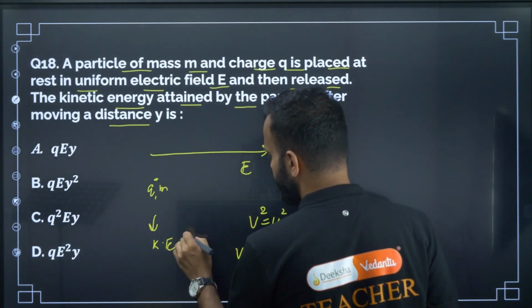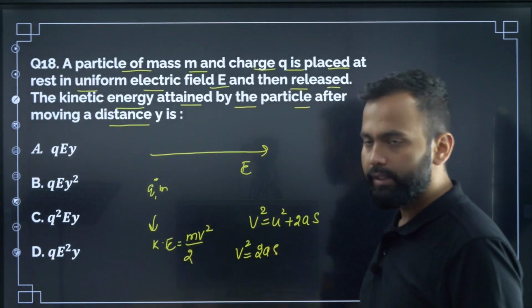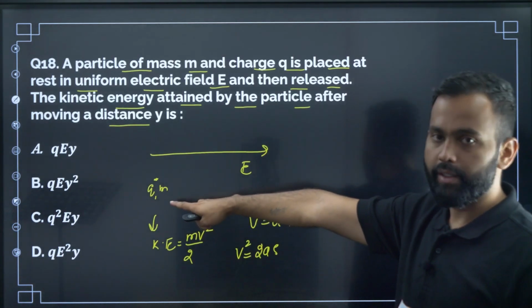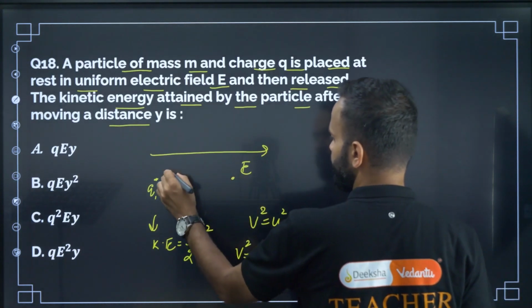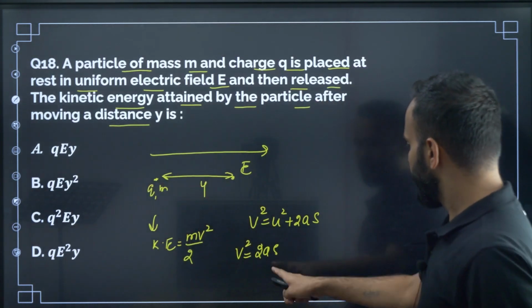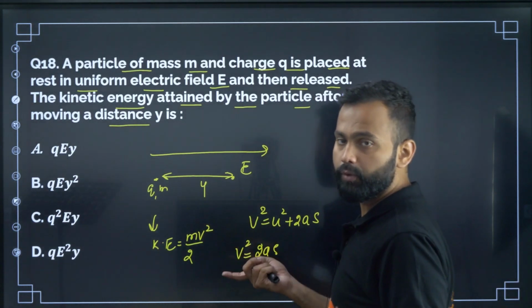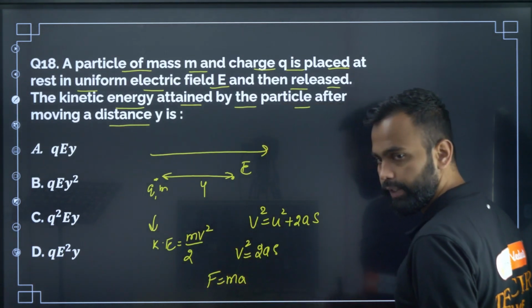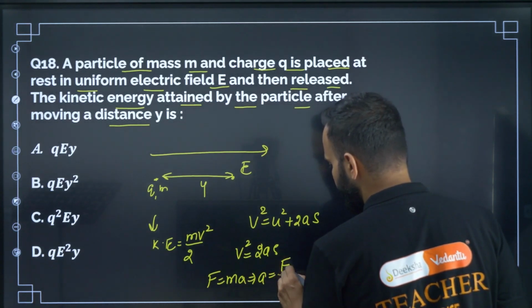Here kinetic energy is mv square by 2. A is acceleration. We need to find the acceleration of the charged particle when it travels distance y. Now the charged particle experiences force. The force F equal to m into a, so acceleration a equal to F divided by m.